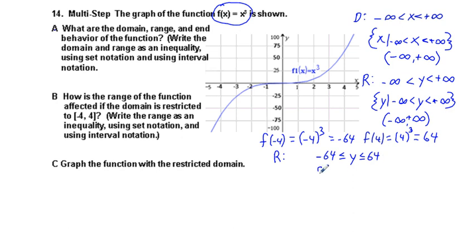In set notation, it's going to be y such that y is greater than or equal to -64, but less than or equal to 64. And then finally, in interval notation, we would just go like this, brackets, -64, comma 64.